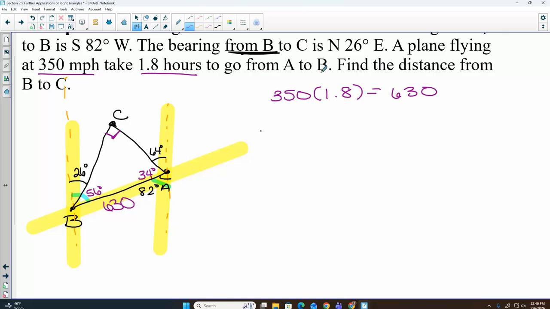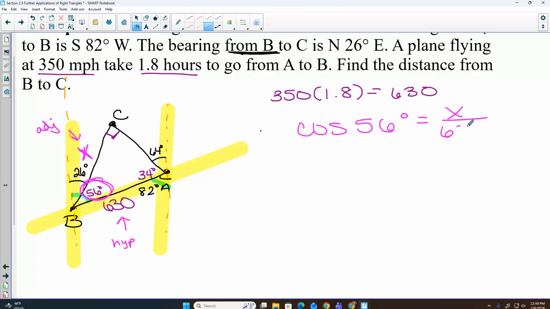Okay. We want to find the distance from B to C. So I'm looking for this one. All right, pick an angle to view from. It doesn't matter. If I did the 56, 630 is my hypotenuse because it's across from the right angle. If I'm using the 56, what is x? Adjacent, because it's touching it. What trig function involves adjacent and hypotenuse? Cosine of 56 degrees equals x over 630.